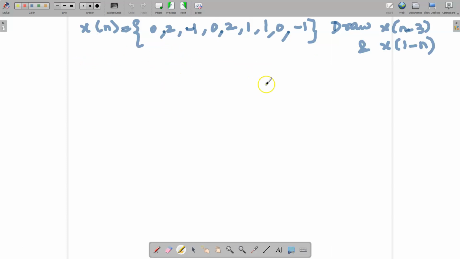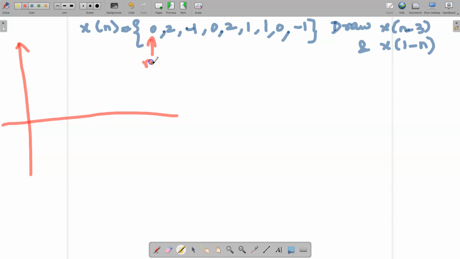so given is x of n, we need to draw x of n minus 3 and x of 1 minus n. So, take your x of n first, draw the diagram. So, here again there is no arrow, meaning that it is n equal to 0 value. Next is 1, 2, 3, 4, 5, 6, 7, 8. Okay. So, 9 instants you have the values. Okay. So, n equal to 0, 1, 2, 3, 4, 5, 6, 7, 8.